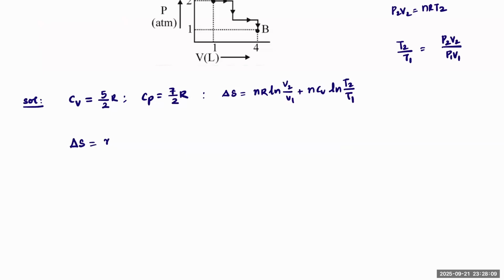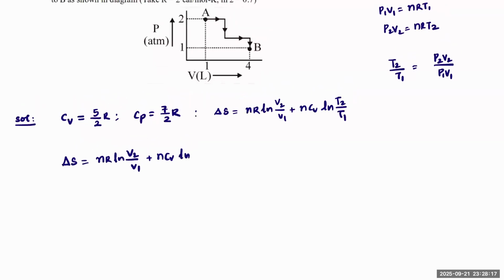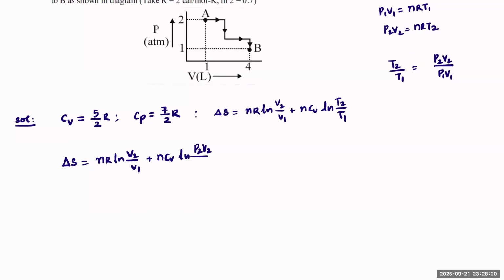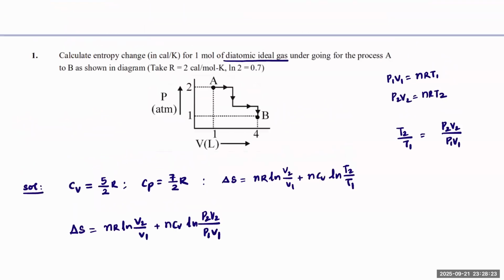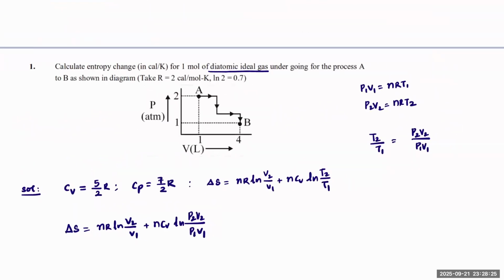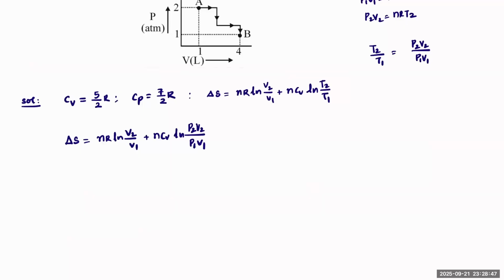Delta S will be equal to nR ln V2 by V1 plus nCV ln P2 V2 by P1 V1. Okay, this is what you need to do. Clear? You don't have to worry about how the process is happening. Got it? Reason being, entropy change is a state function, so you don't have to worry about how the process is. We just need to know the input of the initial and final conditions. So now let us put the values here.